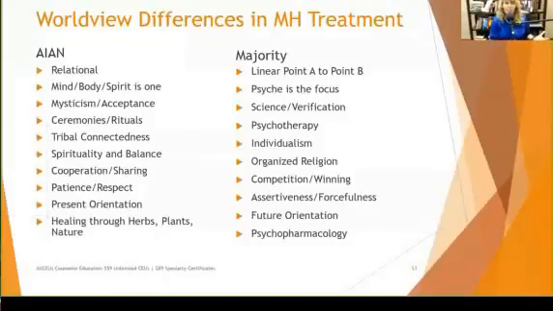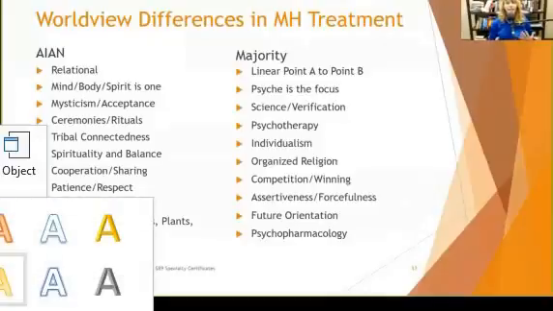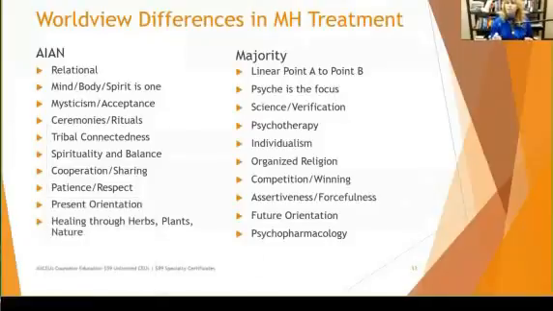In American Indian culture, there's a focus on spirituality and balance, and cooperation and sharing of resources, and even the way they approach mental health care, and we'll talk about that in a little while, has an attitude or an essence of cooperation and sharing, patience and respect, a present orientation, and a healing through herbs, plants, and nature. So it's important to look at the differences here.